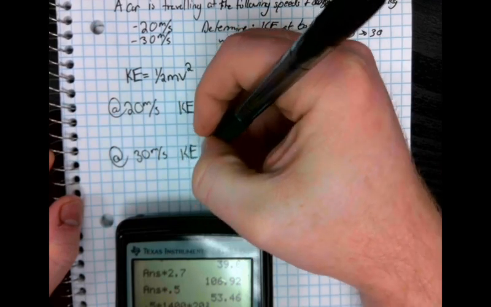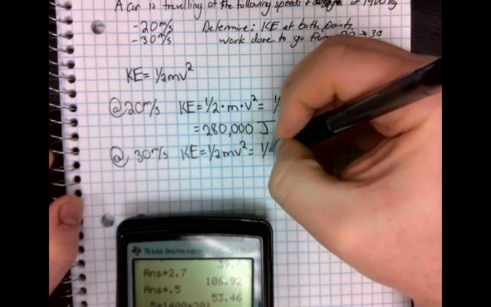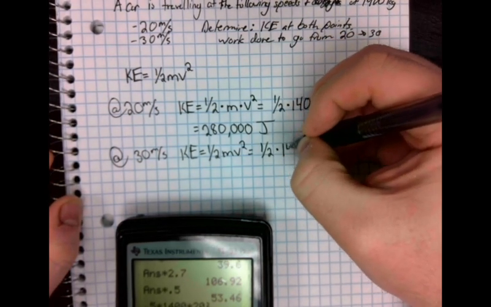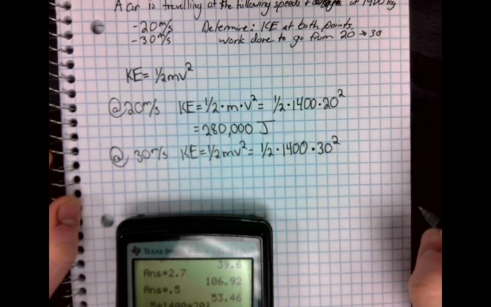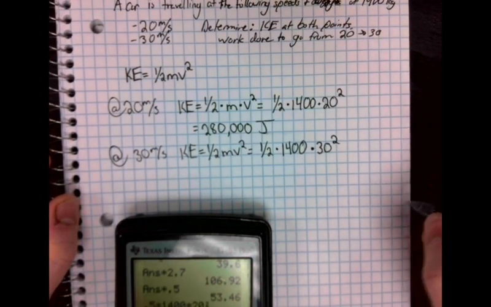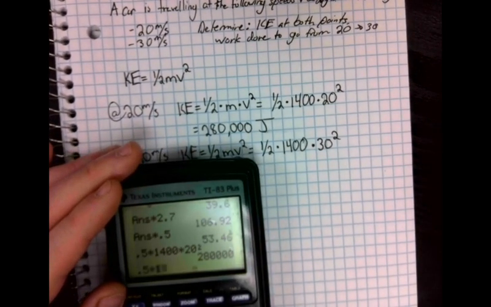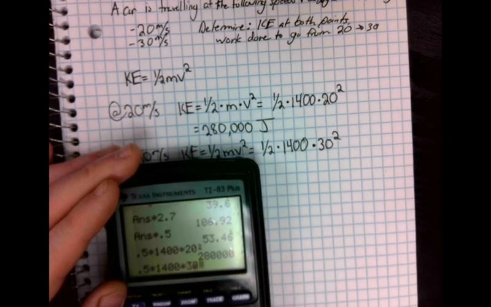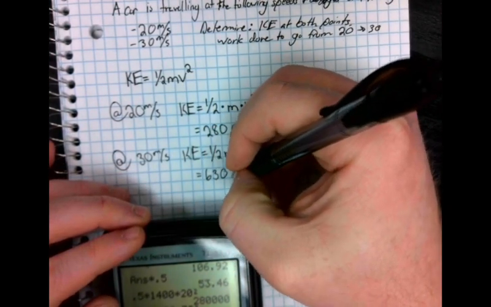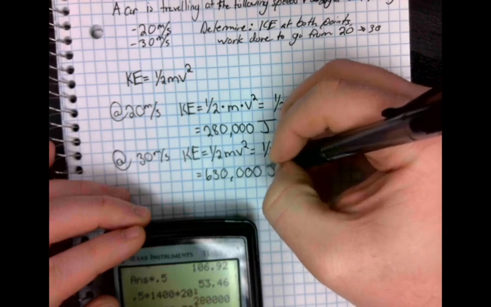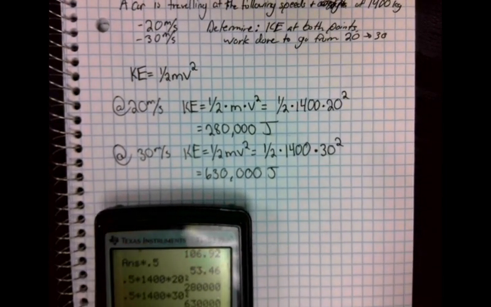We get KE equals 1/2 mv squared. We get 1/2. Mass stays the same. You can't change that while you're dealing with the kinetic energy, but we've got 30 squared. If we plug that into our equation, 0.5 times 1,400 times 30 squared, we get 630,000 joules.